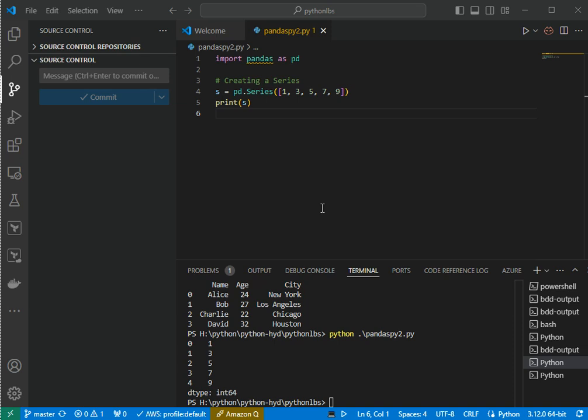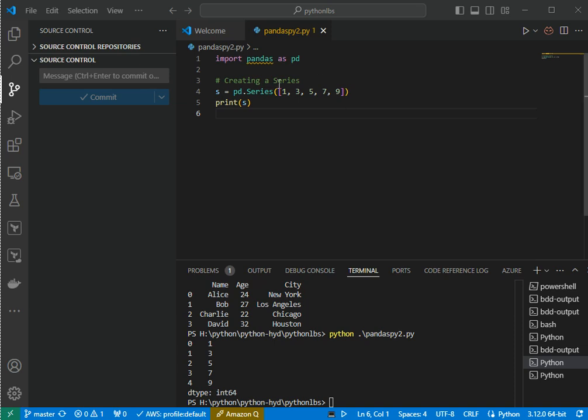Pandas is a powerful and widely used Python library. It is mainly used for data manipulation and analysis. There are two main uses of Pandas, that is creation of series and data frames. So let's have a look at the example of Pandas.